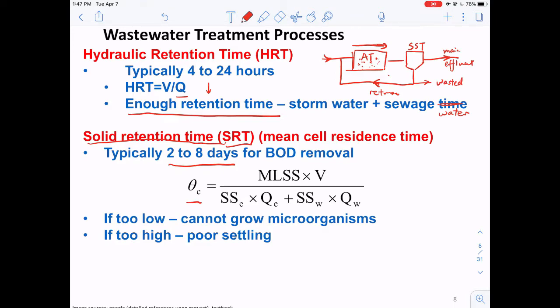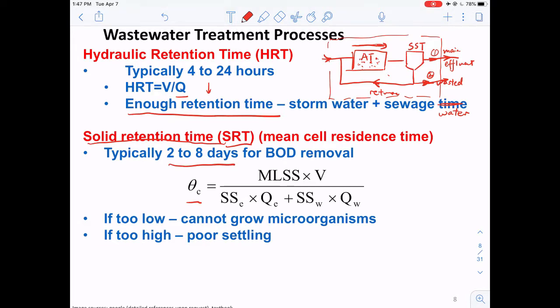So basically, it's the mass of all the solids in this aeration tank divided by the flow rate of these solids through the main effluent and also through the wasted stream here. You can see that the only outlet of all of these bacteria is these two routes. If we define a system of this whole activated sludge process, the only outlet for these bacteria is through the main effluent and the waste stream, right?